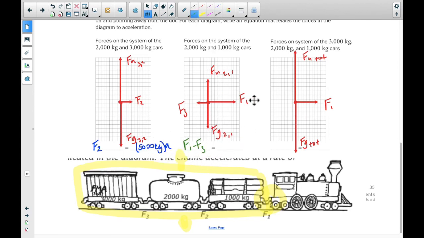Now in this next one, we have F sub 1 minus F sub 3, and that is equal to these two cars together, which is 3,000. And then on this one, this is kind of an important one because it's the whole train all together. And the whole train all together is really only being pulled by one force, and that is the whole force. So that's the 3 plus the 2 plus the 1. So that's 6,000 times the acceleration.